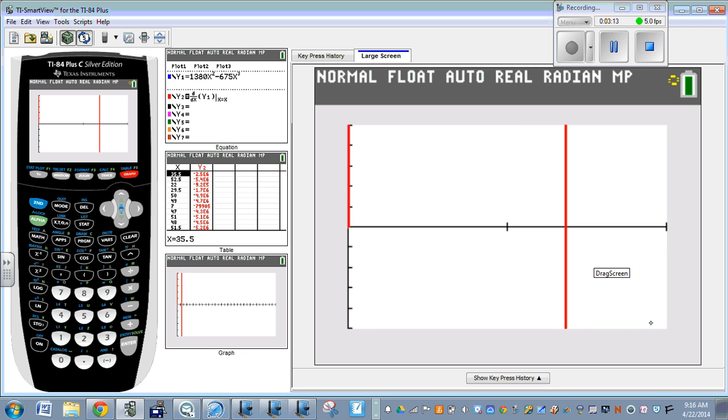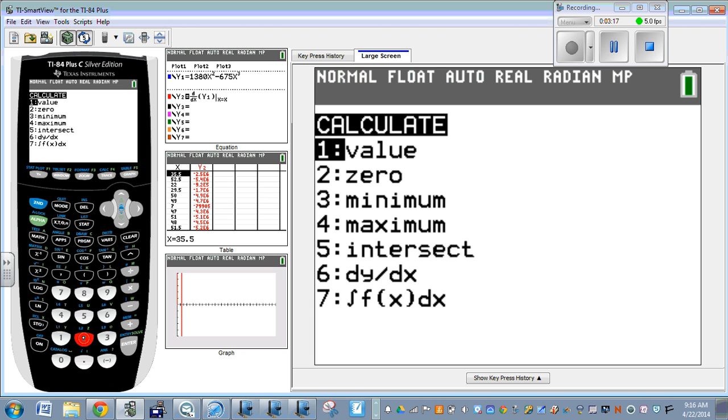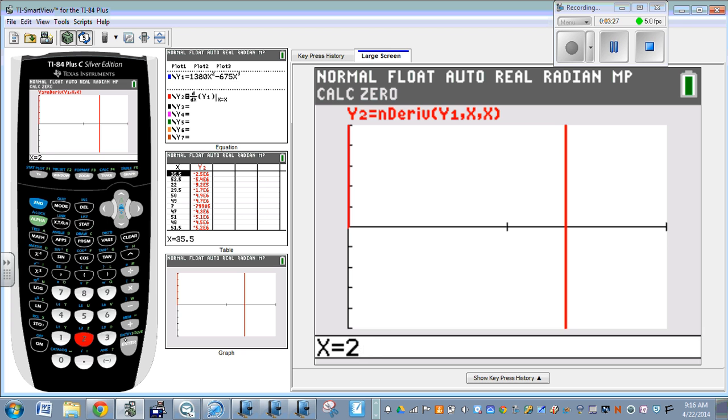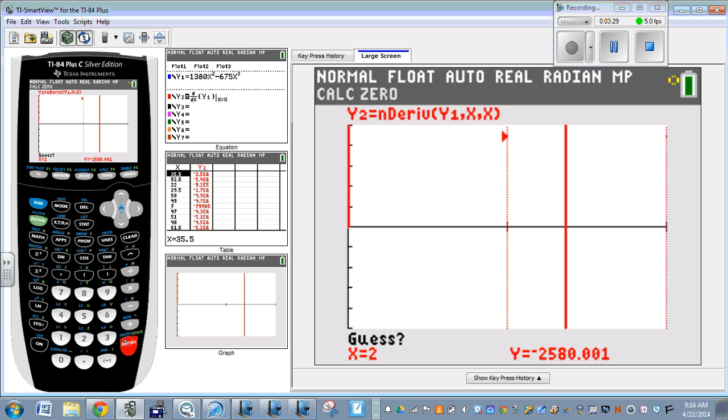We can figure out that 0 using second trace, option number 2. We want a left bound. Well, 1 is to the left of that, so I'm going to just type in 1. Right bound, 2 is to the right of our intersection, or our 0, and then hit enter one more time. And there's the same answer we get by solving it by hand, 1.363. So another thing that I showed in the calculator techniques, we can store this number just in case we need to use it for other things.